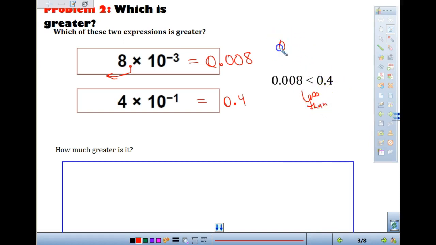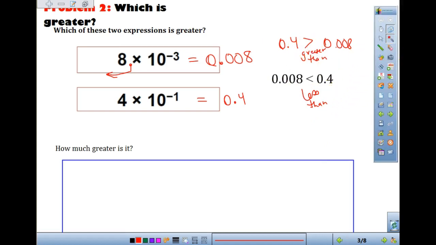Someone said, well, what if I put it this way? What if I put 0.4 is greater than 0.008? Same thing, right? I would take that also. This is our symbol for greater. So you guys work with your inequality. So greater than. Either way, okay? So which of the 2 is greater? 0.4 is greater, right? 0.008 is less.